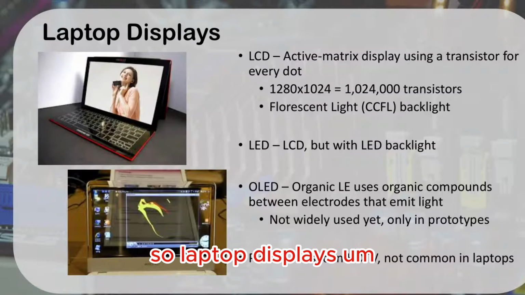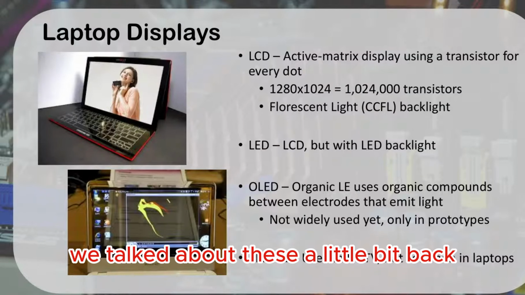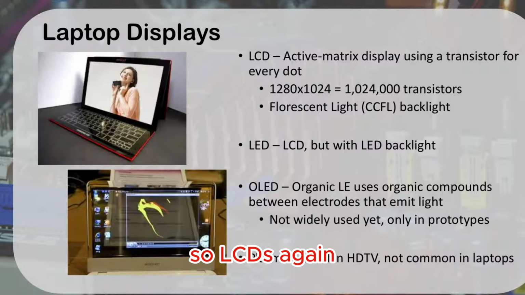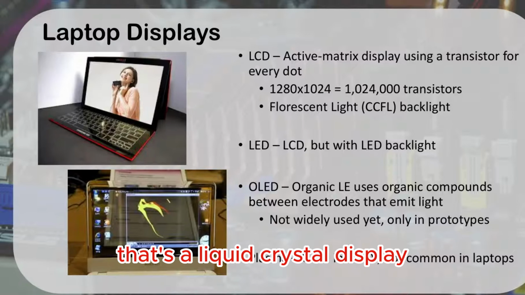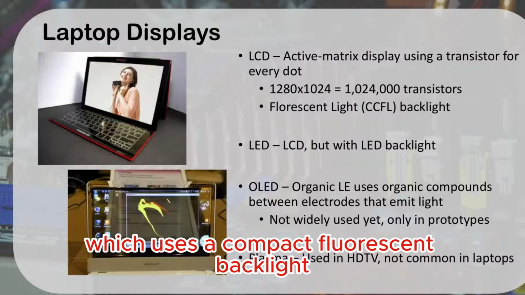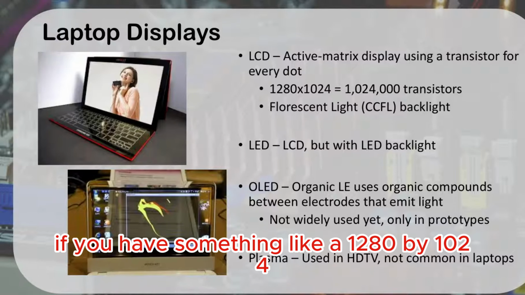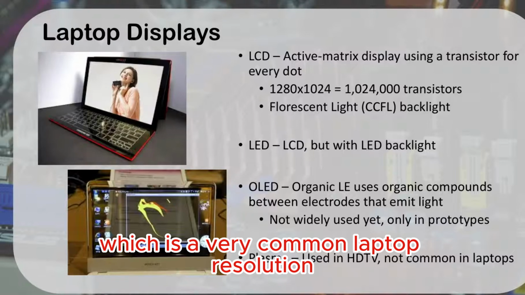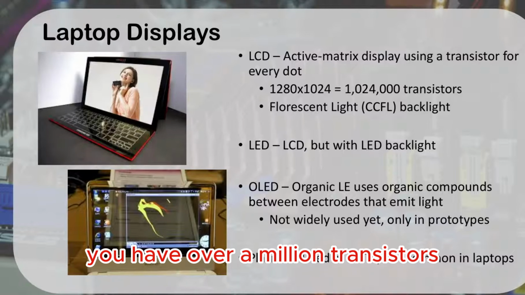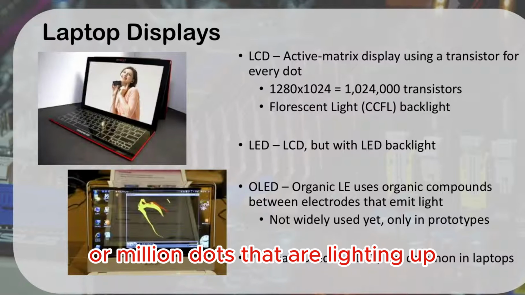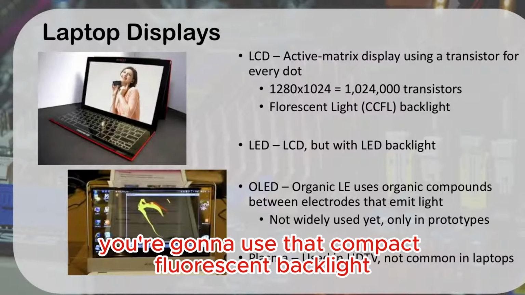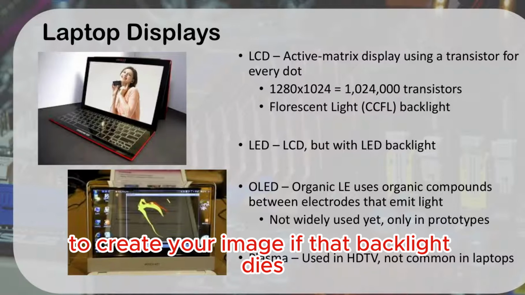So laptop displays, we talked about these a little bit back when we talked about displays. So LCDs, again, that's a liquid crystal display, which uses a compact fluorescent backlight, gives you an active matrix display using a transistor for every dot. If you have something like a 1280 by 1024, which is a very common laptop resolution, you have over 1 million transistors or 1 million dots that are lighting up to make up that screen. You're going to use that compact fluorescent backlight to create your image.